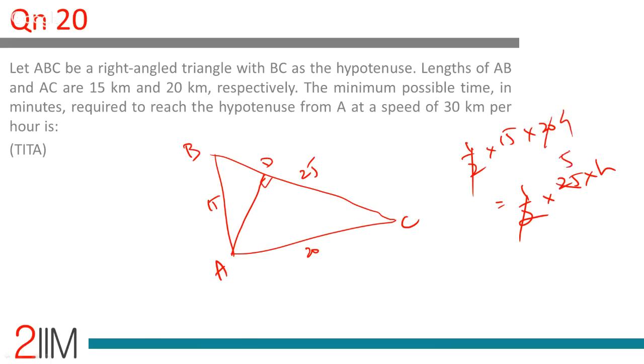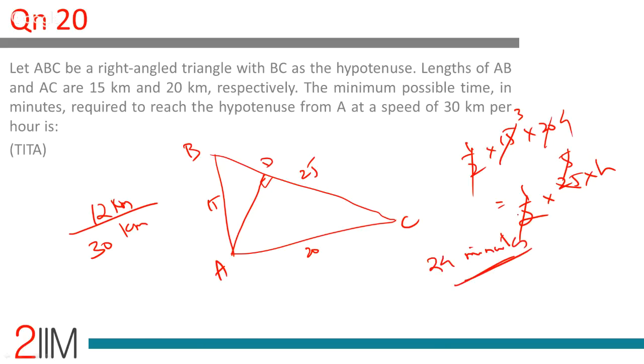24 is to 5. This is 3, 12 units. So the distance is 12 kilometers. You're traveling at 30 kilometers per hour. 12 by 30 kilometers is 2 by 5. You'll take 2/5 of an hour or 24 minutes.